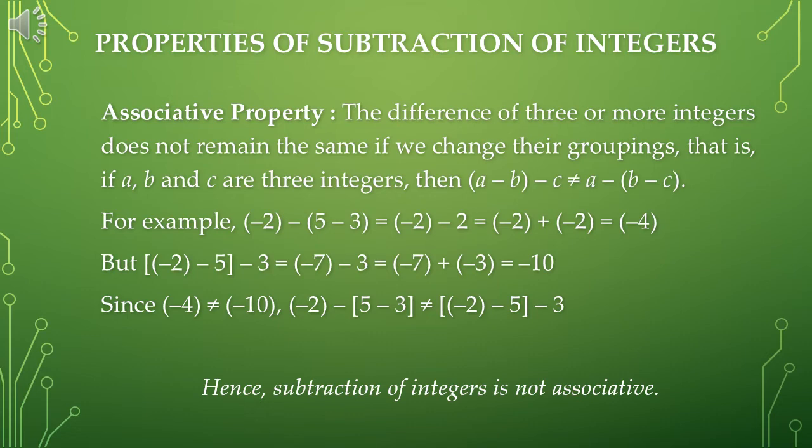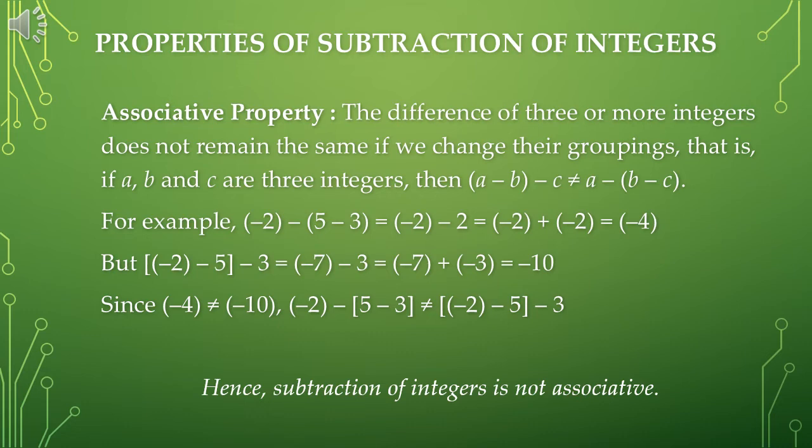Now let us change the pattern, the way of solving it. Now the first integer is minus 2 and the second integer is plus 5. First of all, we will subtract these two. So minus 2 minus 5 will become minus 7. Now let us subtract the third integer from this bracket. So minus 7 minus 3 will become minus 10.